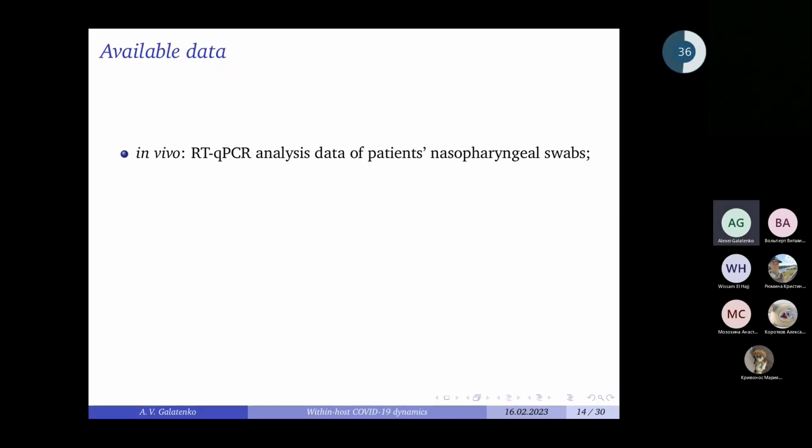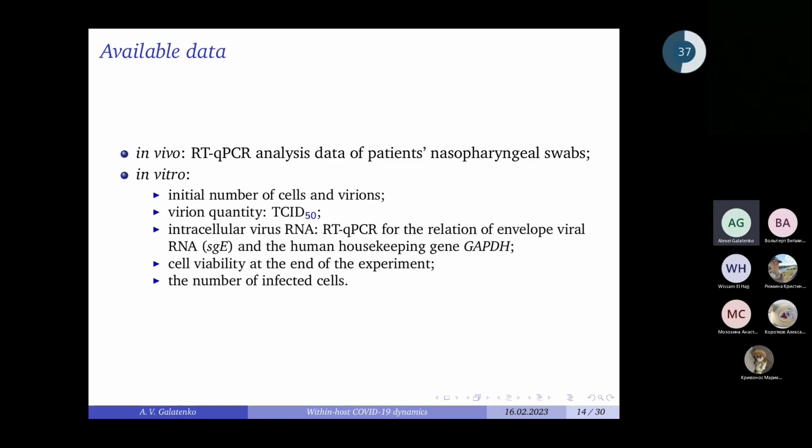All right, let's turn to the second subject of our talk, the data which can be used to fine-tune the model. If we talk about in vivo models, then in the vast majority of research, we have just one source of data, which is RT-qPCR analysis data of patient swabs. That's it. But if we also consider in vitro experiments, then we get essentially more data available.